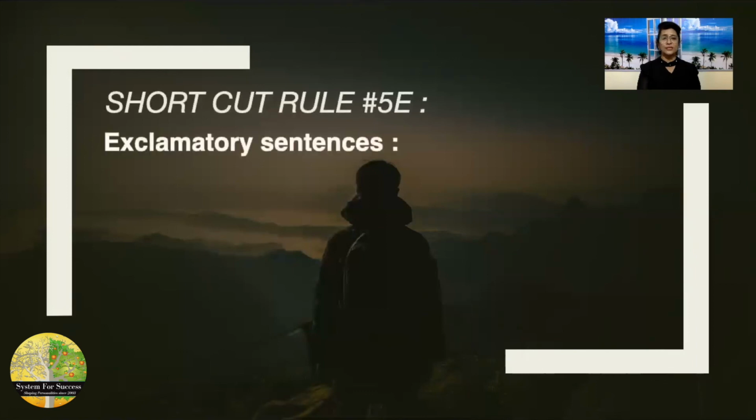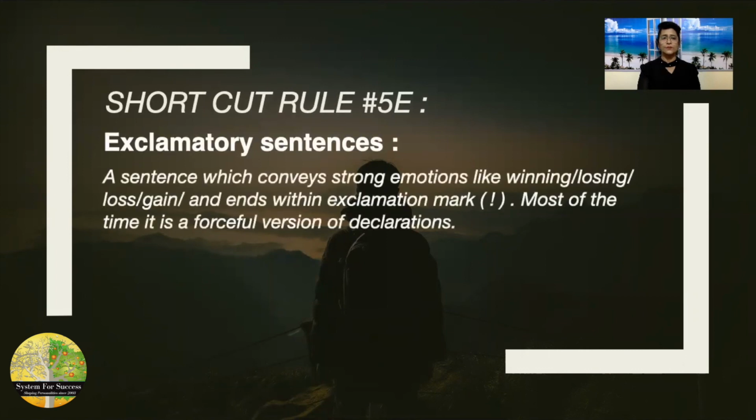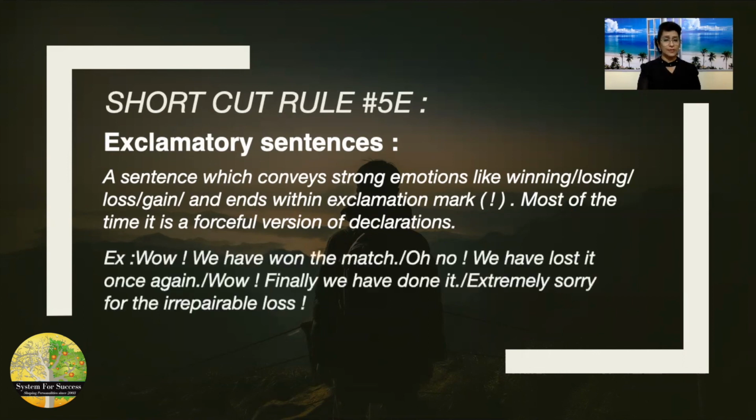Once again, extension to the same rule is about exclamatory sentences. But what is an exclamatory sentence? A sentence which conveys strong emotions like winning or losing, loss or gain, and ends with exclamation mark. Most of the time, it is a forceful version of declarations. Example, wow, we have won the match. Oh no, we have lost it once again. Wow, finally we have done it. Extremely sorry for the irreparable loss. So some examples of exclamatory.